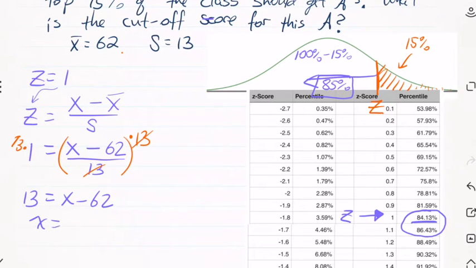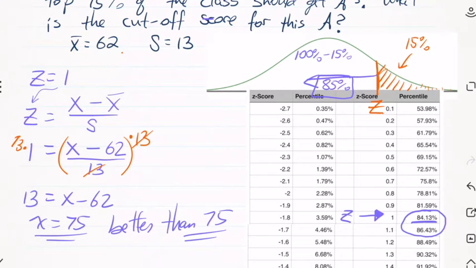So if you're going to get an A, after adding 62 across, that would be 75. You would have to have a score better than a 75. Well, I would say 75 or better to be safe. So anybody that scored a 75 or better on this test would receive an A.